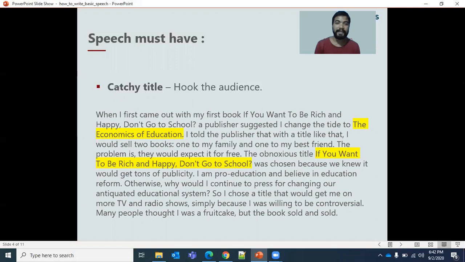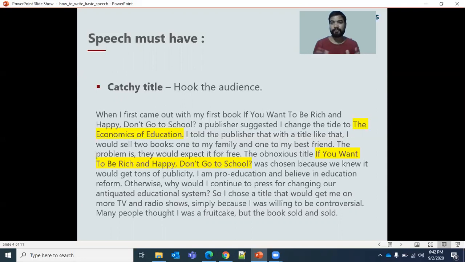Okay, so when I first came out with my first book, the title of the book was If You Want to Be Rich and Happy, Don't Go to School. This is the title the writer has taken for his book. But the publisher suggested that I change the title to The Economics of Education.